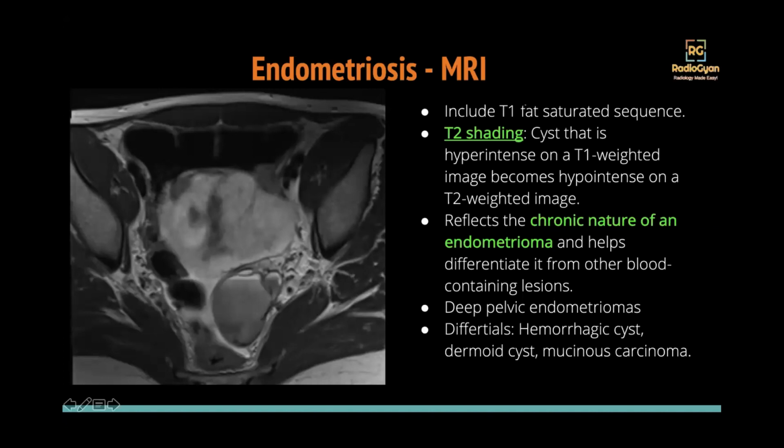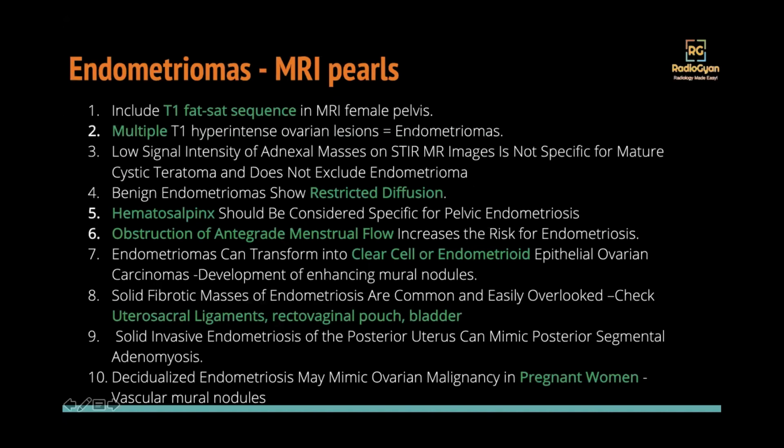Okay. Now moving on to our last slide, there are a few pearls to diagnose endometriosis on MRI. That'll revise our talk. And if you have to take back one slide from the entire presentation, this is the one slide that you can remember. So first, include a T1 weighted fat saturated sequence. Number two, if you see multiple T1 hyperintense lesions in the ovaries, they are very specific for endometriomas.